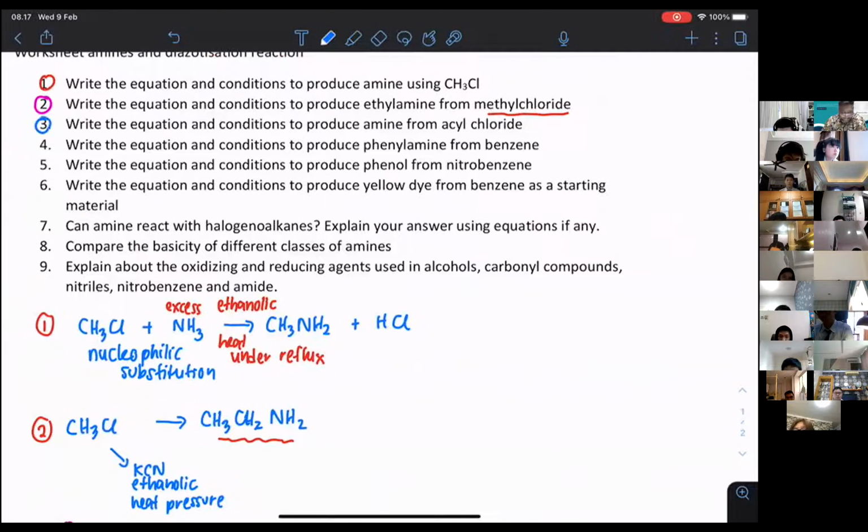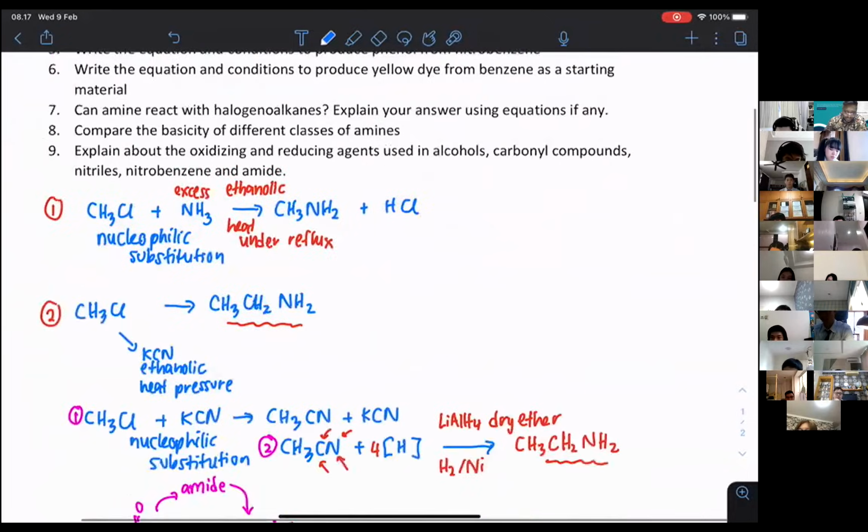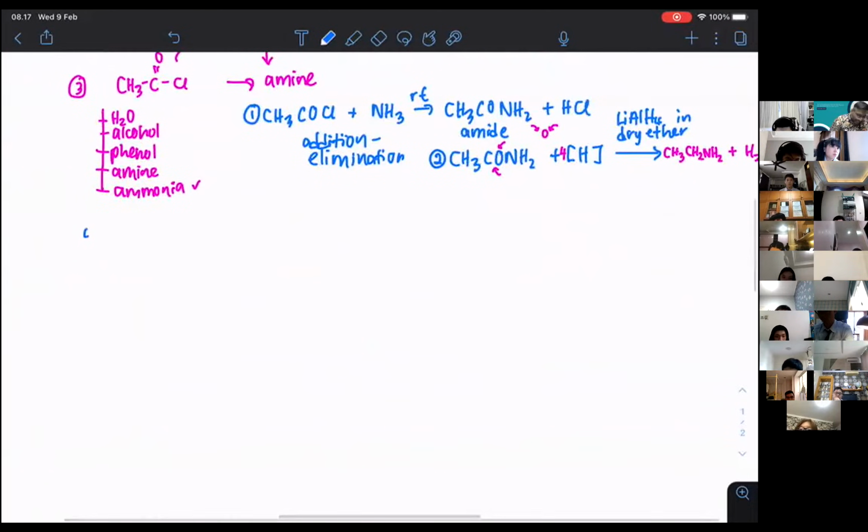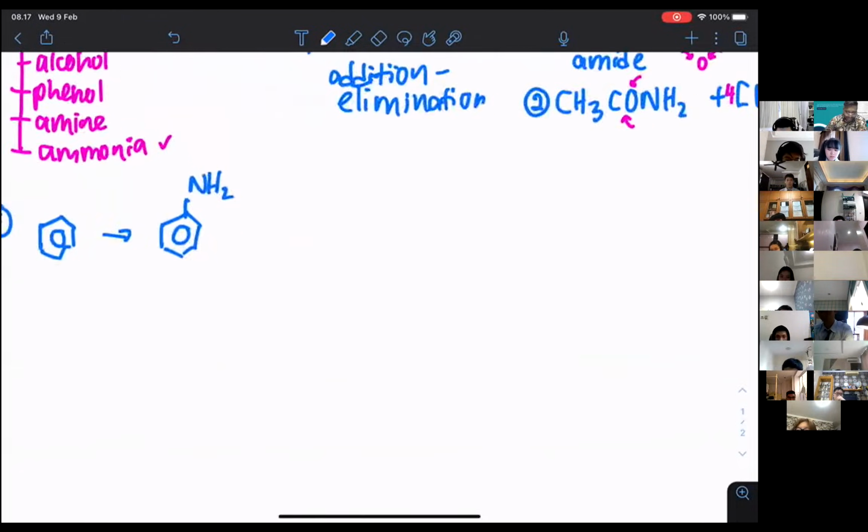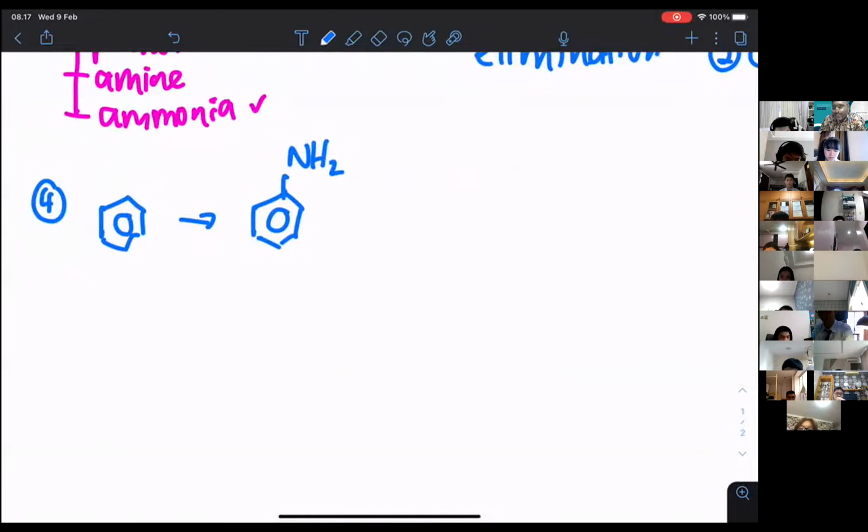So number 4, write the equation and conditions to produce phenylamine from benzene. Okay, so benzene is going to form phenylamine. Be careful, benzene doesn't react with ammonia. So don't go and straight away react with ammonia.